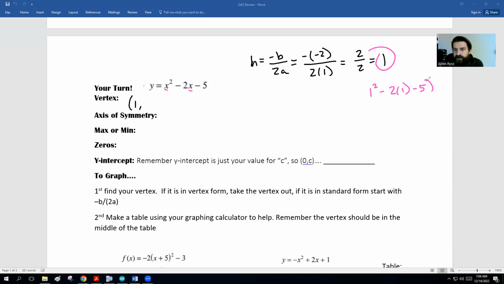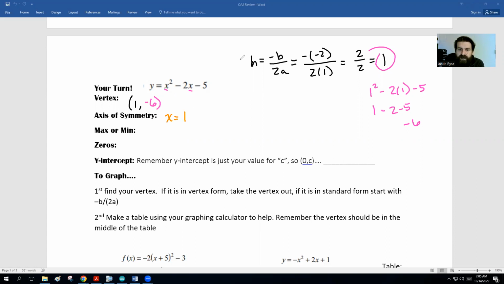I don't know why I put that parenthesis at the end there. Don't need it. All right, so that'd be 1 squared is 1, minus 2 times 1 is 2, minus 5. 1 minus 2 minus 5 is negative 6. So the vertex is at 1, negative 6. The axis of symmetry is x equals h, and our h number is 1.